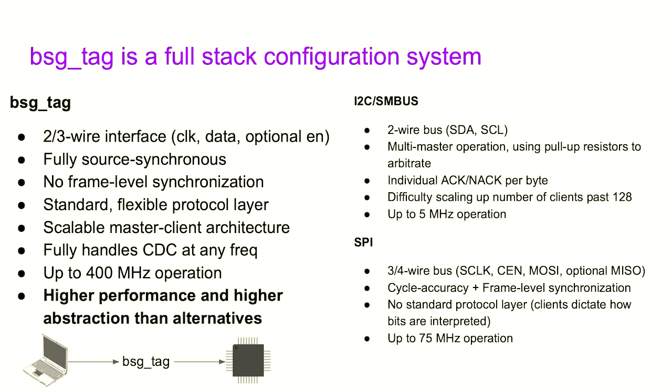Alternatives that people use are SPI, I2C, things like this, sometimes JTAG, depending on what you want to do. But the real advantage of BSG tag is that it's both higher performance and higher abstraction than these alternatives. By having no frame level synchronization and that out-of-band enable signal, we're able to clock much higher than a SPI bus. Without using multi-master pull-up resistors like I2C, we're able to just use regular standard digital logic to implement. It's a really easy way to integrate into your system.